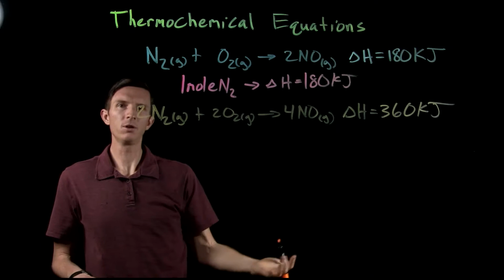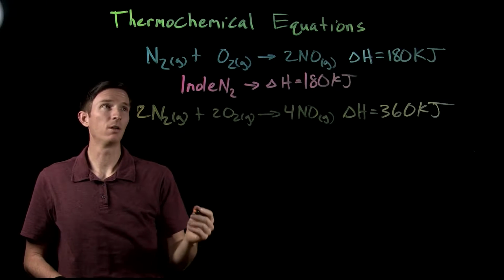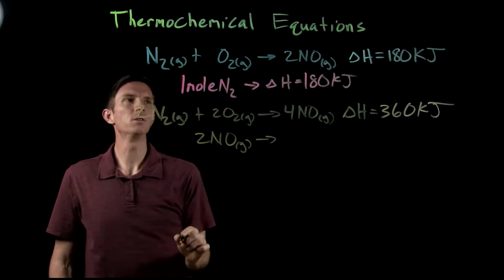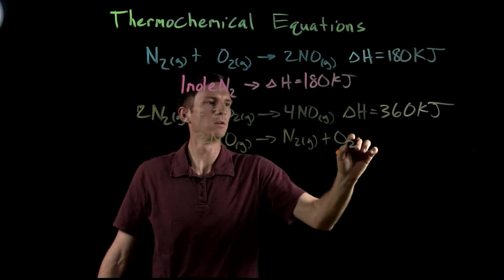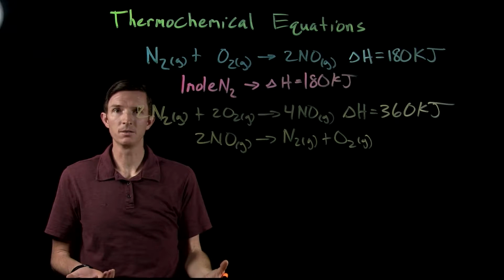Well, what if we took the reverse of the reaction? So let's say we took this reaction and we went ahead and we flipped it. Let's say we had 2 NO going to N2 plus O2. Well, now we have the opposite happening in our reaction.